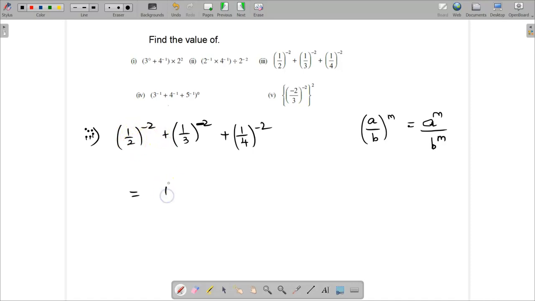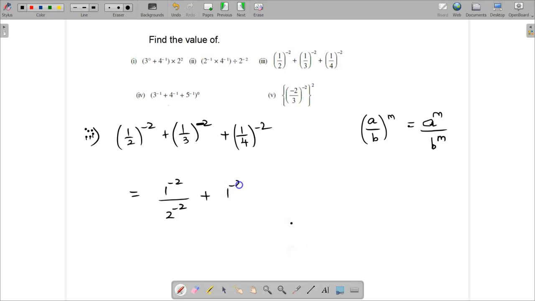So I can write it as 1^-2 divided by 2^-2, because here the a value is 1 and the b value is 2. The power is common for both the terms, so for 1 also the power is minus 2, and for 2 also the power is minus 2. Similarly, the same rule is applicable for the second term and third term also.